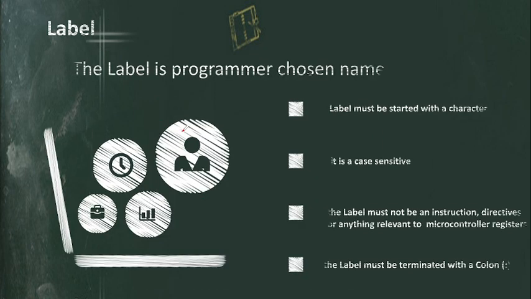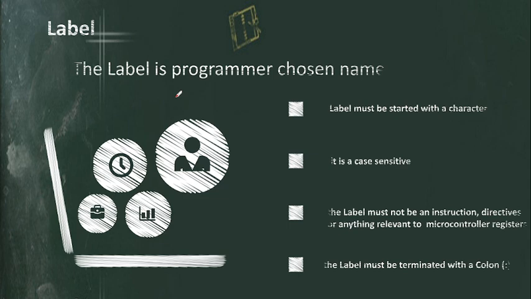So first understand labels. The label is nothing but a name given for that particular line. If you want to jump to that line, you can call that label. There are some fixed rules for writing a label. The label must start with a character. This is the very first important rule.